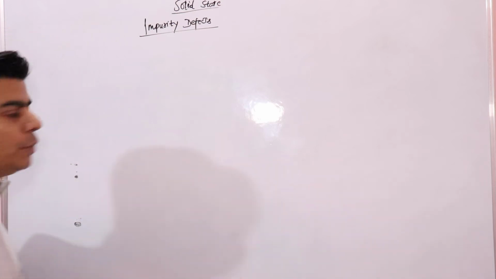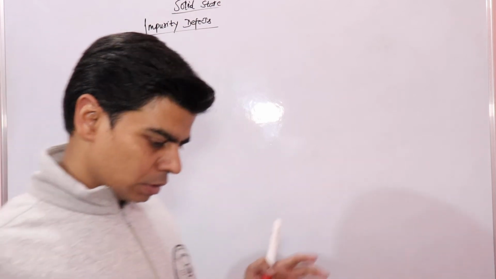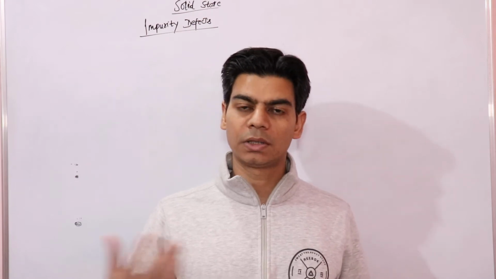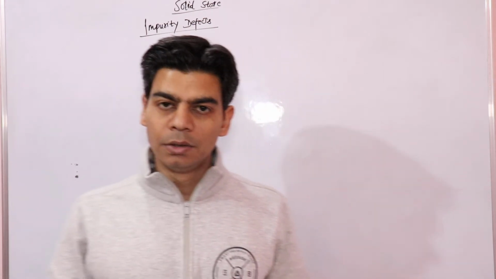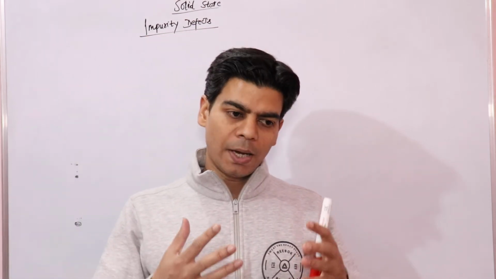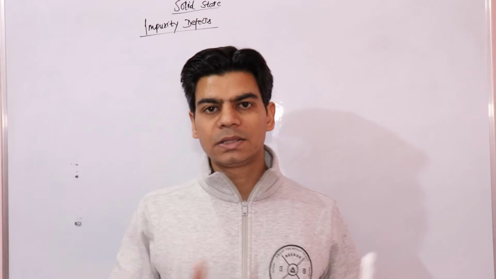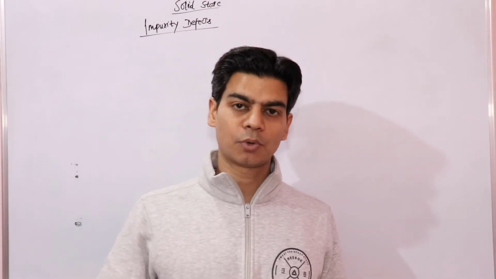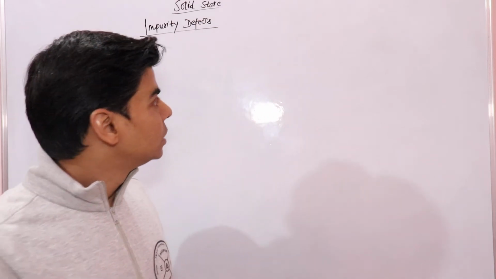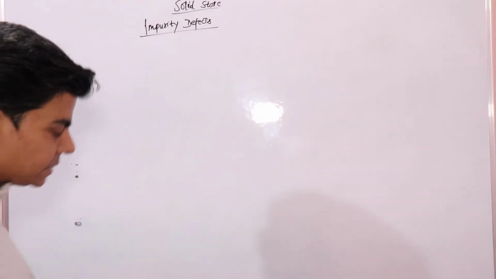Now in this video lecture we will go through impurity defects. Impurity defects, as the name suggests, are defects that develop in solids, which may be ionic solids or covalent solids, due to the addition of some external impurities. And these added external impurities will also change the properties of the solids, like electrical conduction. So let's take an example.